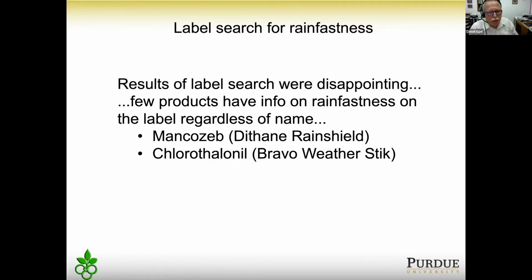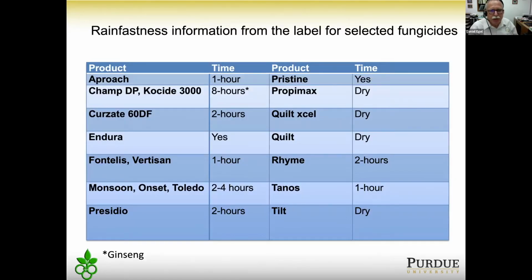Few of these products, and we'll see these in a moment, had information on rain fastness on the label. This was true regardless of the name. For example, a Mancozeb product, Dithane Rainshield, you'd think that would say something about rain fastness, but it did not. Bravo Weather Stik, a chlorothalonil product, also says nothing on the label about whether or how long before it's rain fast. This is what I found.